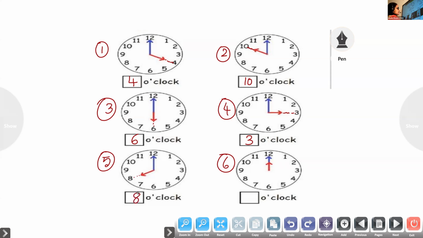Now, sixth one. Aradhya. Yes, ma'am. Sixth one, 12. Good. The shorthand and the long hand are both on 12. Two arrows are there below that number 12. So both the hands are on 12, and the time is 12 o'clock. Okay, good. Good, children.